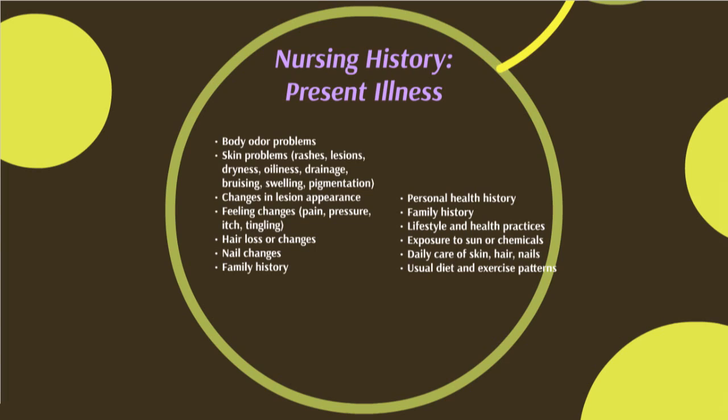We're looking for those skin problems, those rashes or lesions, dryness, oiliness, drainage, bruising, swelling, and pigmentation. Just because they have maybe a pigmentation issue on their arm doesn't mean their entire body's going to be affected, so we need to check everywhere. Changes in lesion appearances. Like I said, we're going to look for color. When we're looking at the color, look for localized areas of bruising or cyanosis, pallor, erythema. We're going to look for uniformity of color, and any hyperpigmented areas.